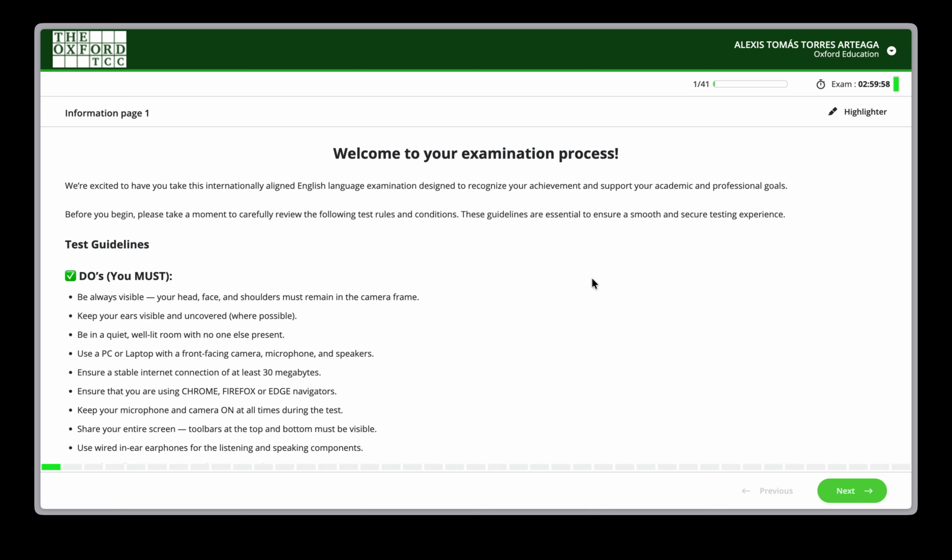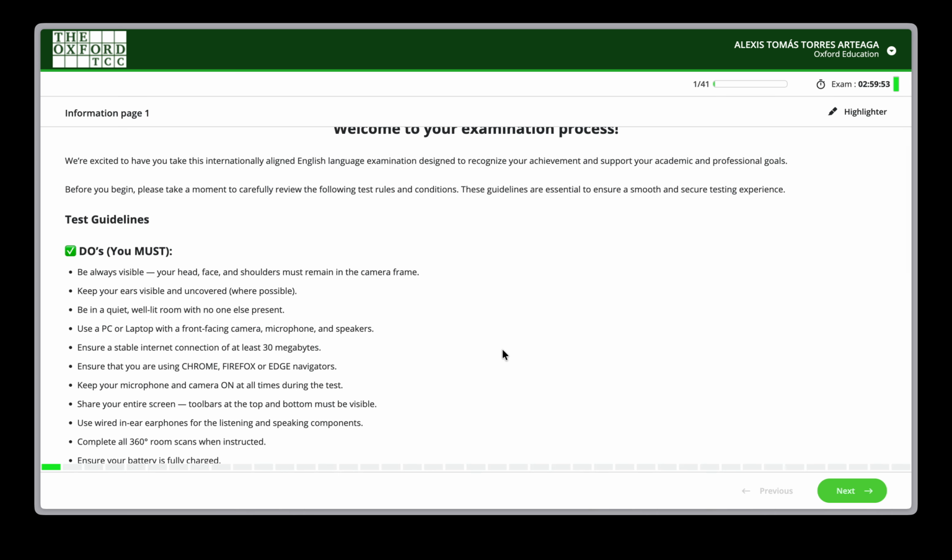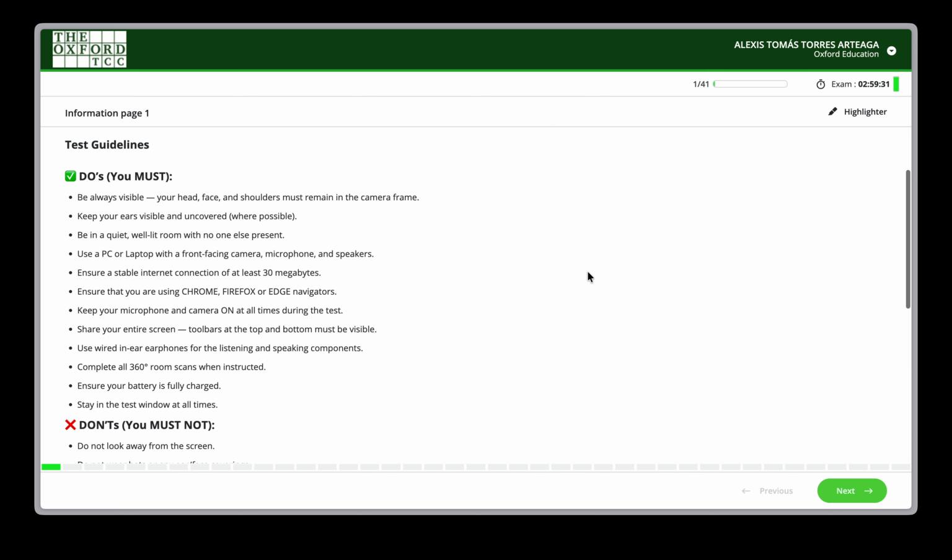So welcome to your examination process. We're excited to have you take this internationally aligned English language examination designed to recognize your achievement and support your academic and professional goals. Before you begin, please take a moment to carefully review the following test rules and conditions. These guidelines are essential to ensure a smooth and secure testing experience.